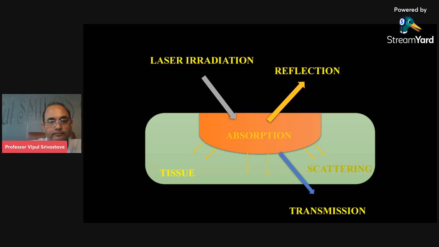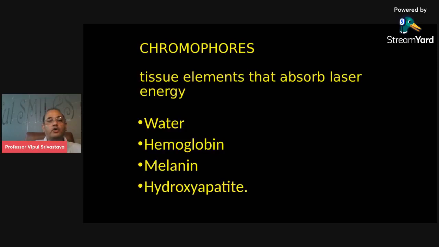Next slide: these are the chromophores. What are chromophores? Chromophores are the tissue elements that absorb laser light. For hard tissue, water and hydroxyapatite are the main chromophores. Meaning if I'm working with a hard tissue laser, the light will get absorbed by hydroxyapatite. In the same way for soft tissue, hemoglobin, melanin, and keratin are the pigments where the laser light gets absorbed.